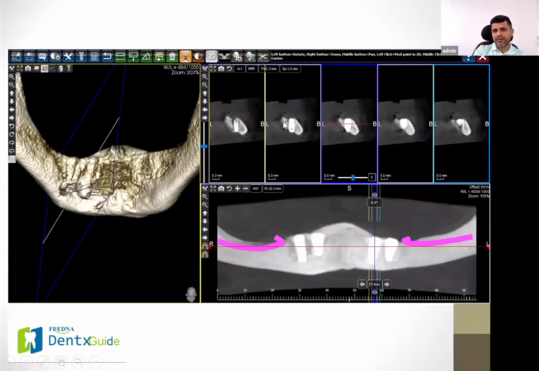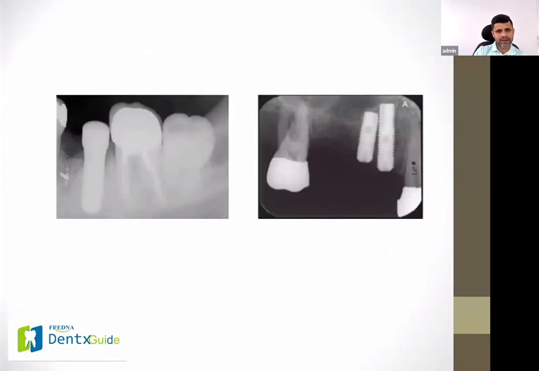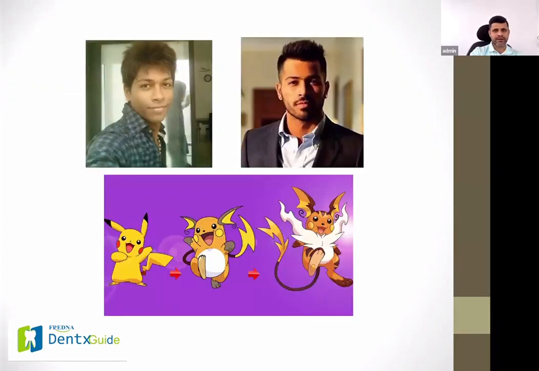Here, there is discontinuity of the lingual cortex. But when we are doing conventional implantology, this is not needed, right? So again, this could have been avoided. In these images, this implant is too distally placed, and these two implants are very close to each other. All these things could have been avoided if proper planning had been done before starting the treatment, right?